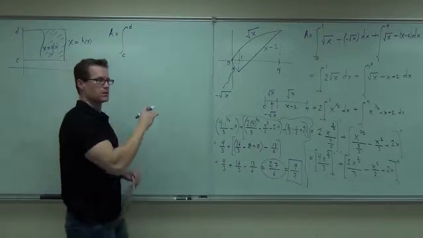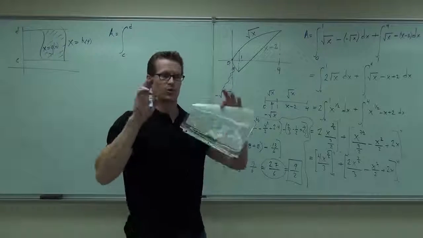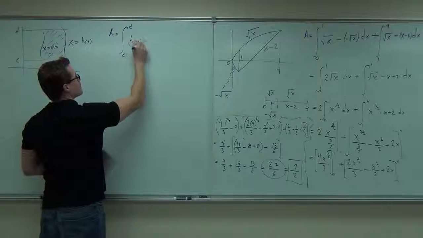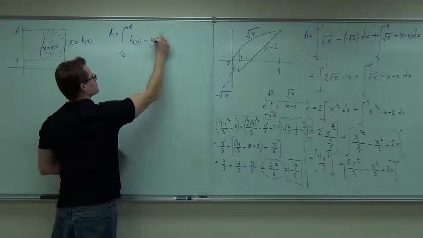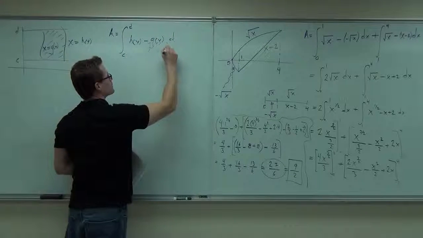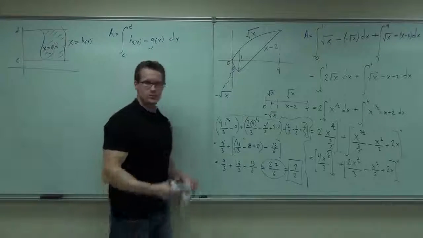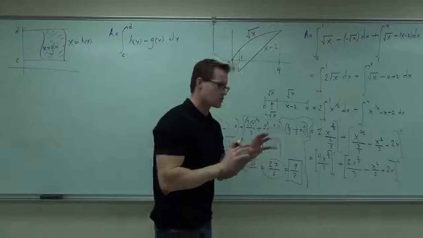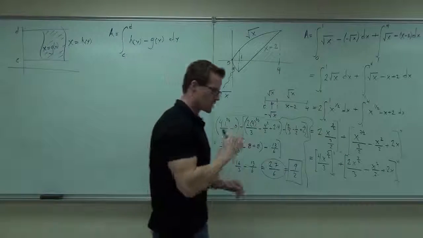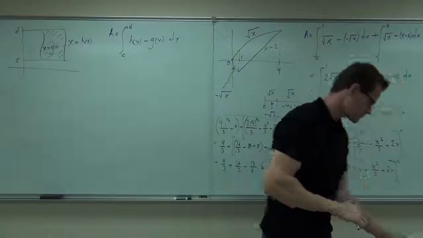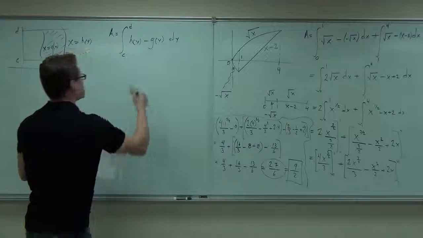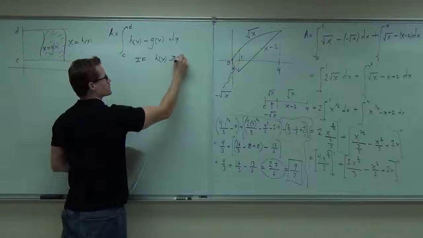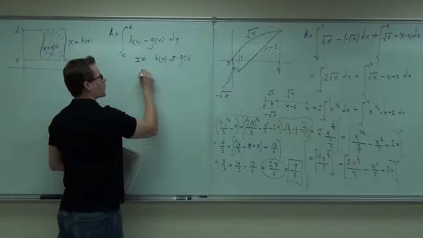Which one's on the top or on the right? x equals h of y, so it'd be h of y minus g of y dy, in terms of y now. So basically, h of y is to the right. And this, of course, is if h of y is greater than or equal to g of y for all y from c to d.